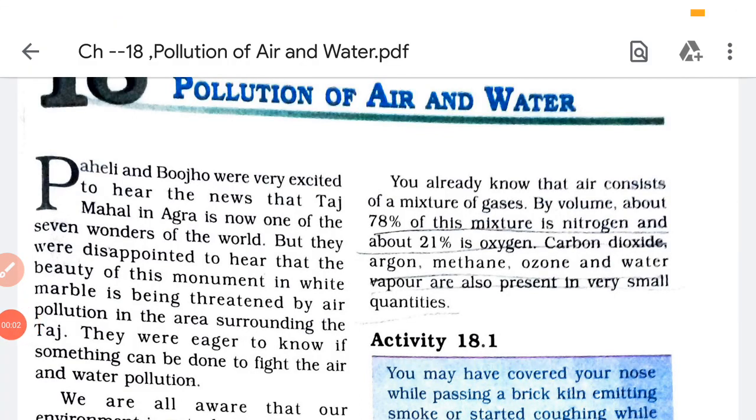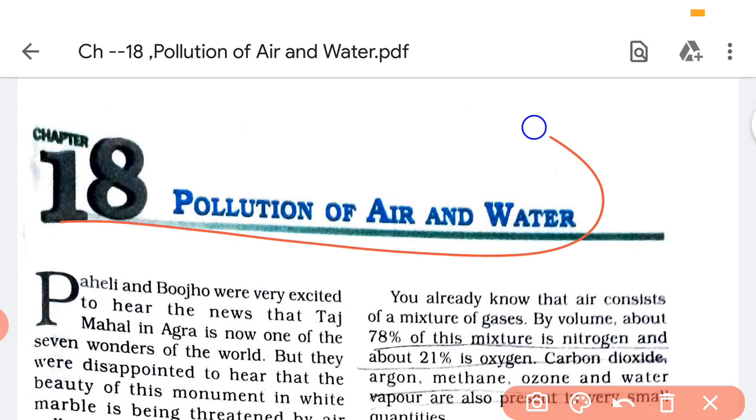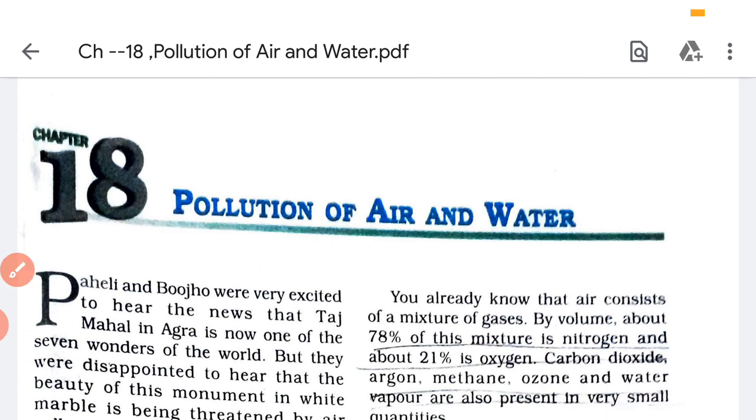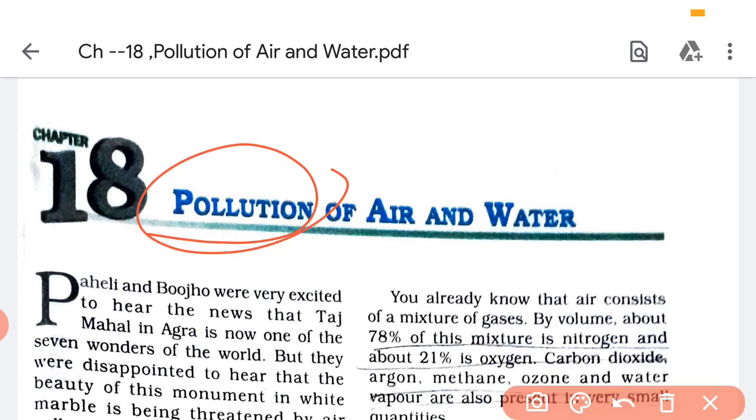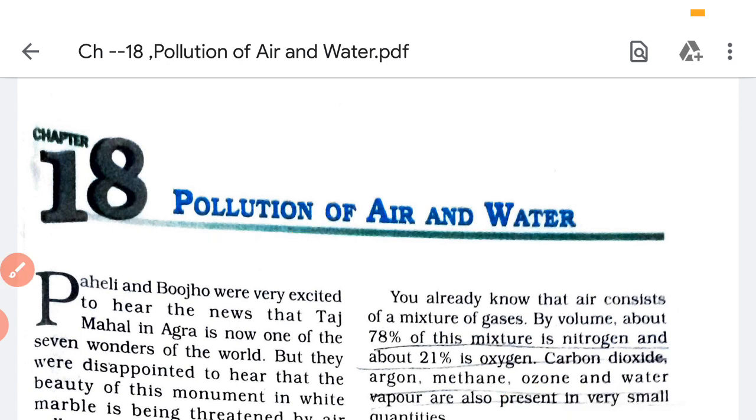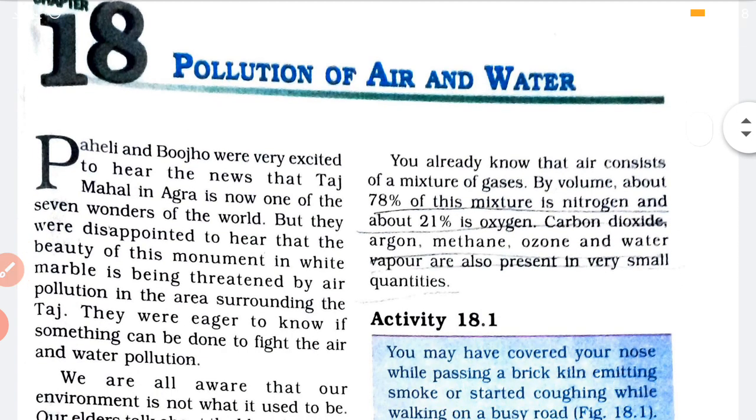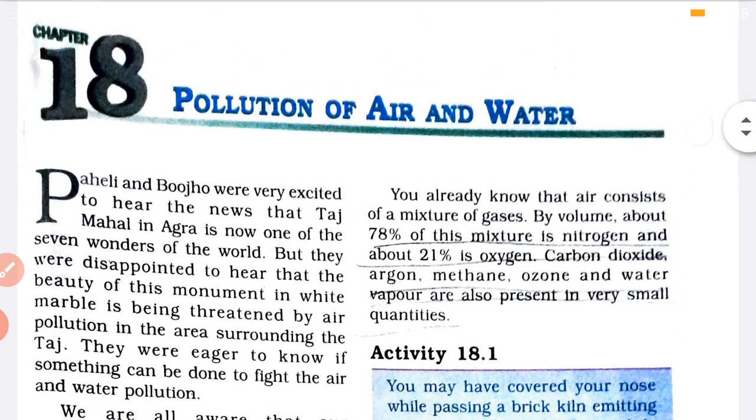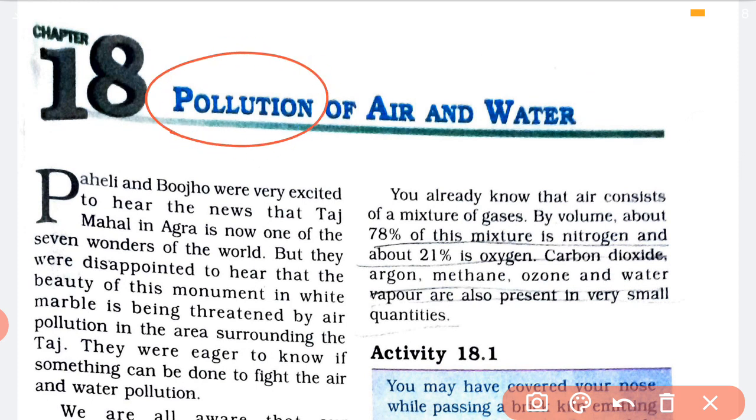Hello students, today in chemistry we are going to start a new chapter, which is chapter 18, pollution of air and water. So when the topic is about pollution, first we should know what is pollution. You're studying pollution from class 6, so you should be aware of this word. But let me also explain to you. Pollution is the mixing of undesired or unwanted substances into the atmosphere.